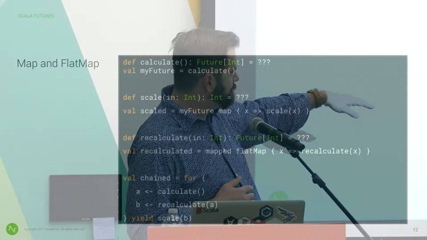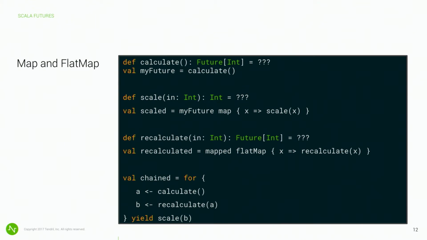So I calculate, I have a future, I recalculate, I have another future, and then I can scale the final result. And this turns into, underneath, a set of calls to flat map, map to yield these all together. So these are entirely equivalent to calling individual calls to map and flat map. And I don't have a slide that shows what that desugar is, but it's a very standard thing. You can look it up.